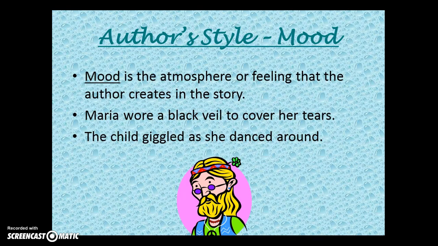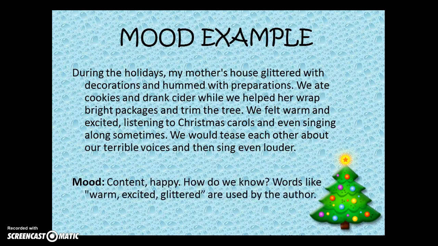And then mood, again, we've already learned about before, but I'm talking specifically about the author's style and the diction and the syntax, and the voice, really all four. They go hand in hand. So, "Mariah wore a black veil to cover her tears." "The child giggled as she danced around." Those are two very different feels. Mood is how the reader is feeling, the atmosphere of feeling that the author creates in the story for the reader to feel. So for example, pause and read that.